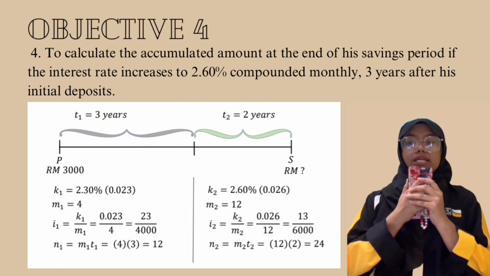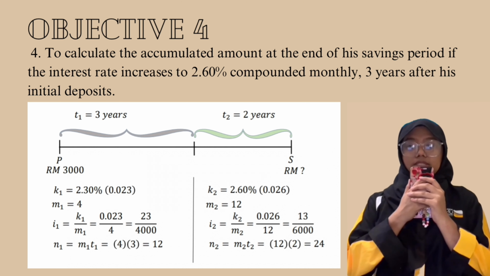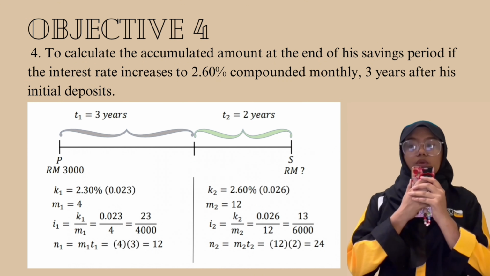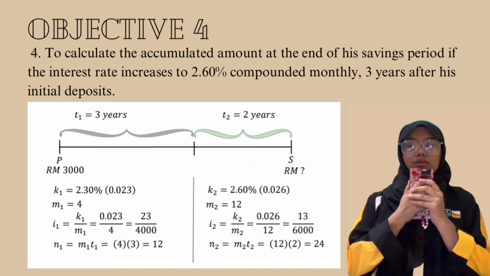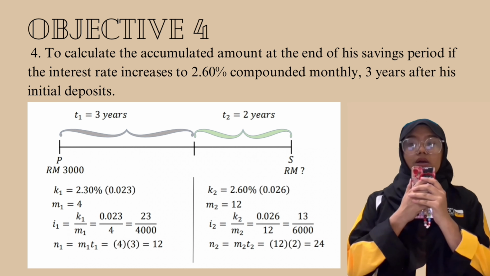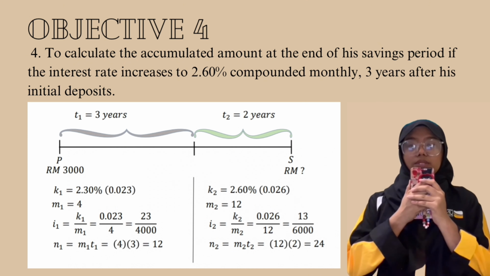Next, for objective 4, we have to calculate the accumulated amount at the end of his saving period. His interest rate increases to 2.6% compounded monthly 3 years after his initial deposit. As you can see in the timeline, we have K1 equals 2.3%, M1 equals 4, I1 equals K1 over M1 equals 0.023 over 4, and we got 23 over 4,000. For N1 equals M1 multiplied by 3, equals 4 multiplied by 3 equals 12.